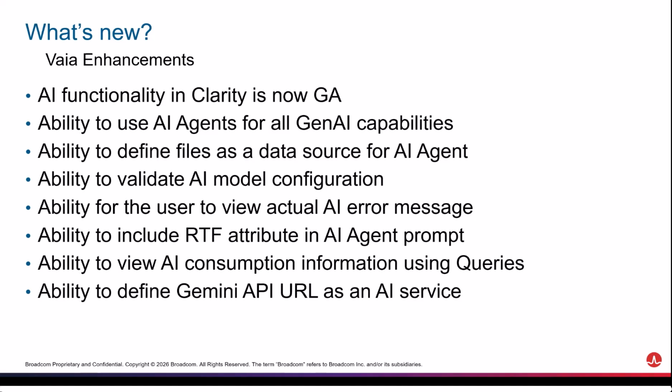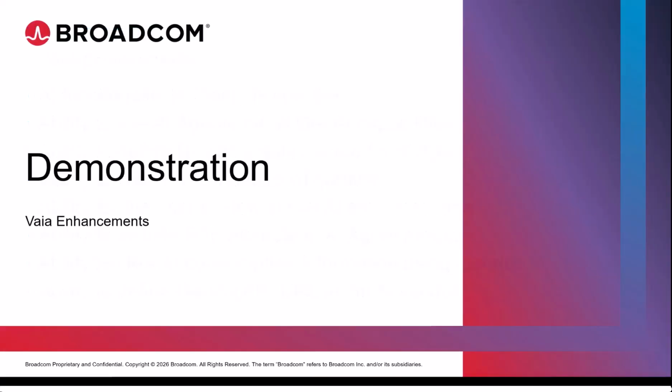The ability to now include RTF attributes, rich text field attributes, within your AI agent prompt, the ability to see your AI consumption using the queries functionality, and finally we have now added support for Gemini's API in addition to the Vertex API that used to exist. With that, let's see the product in action.